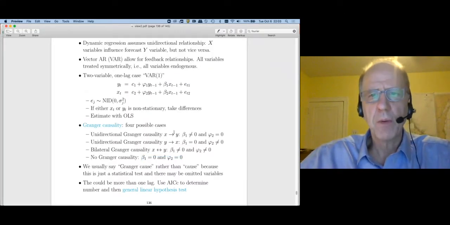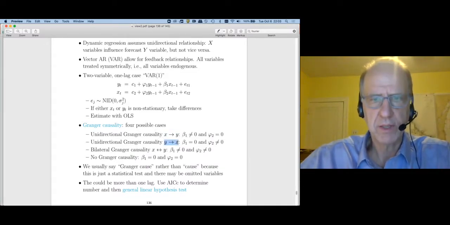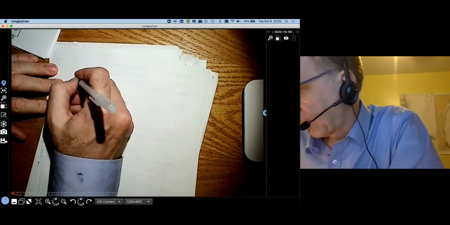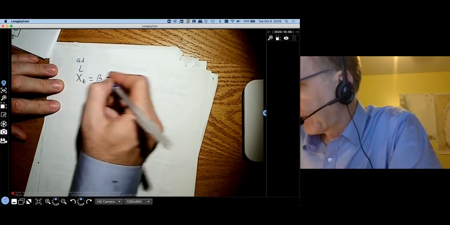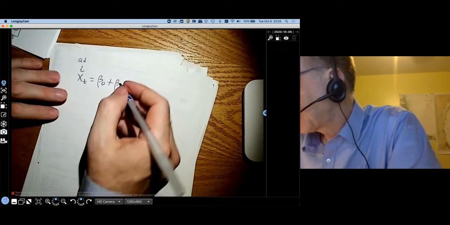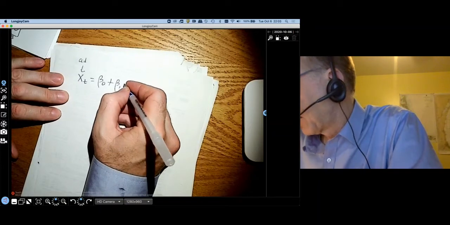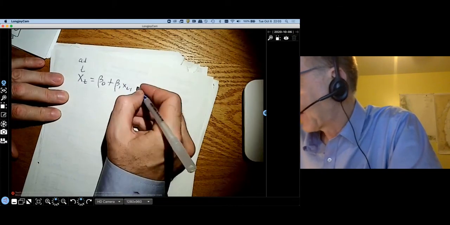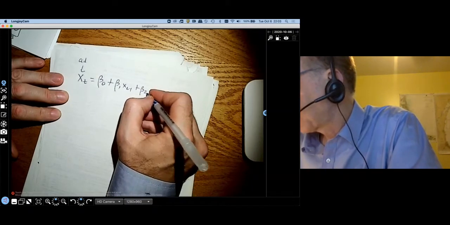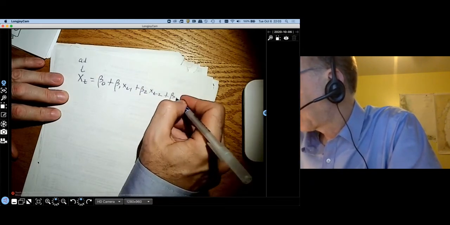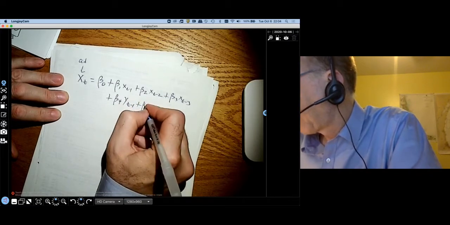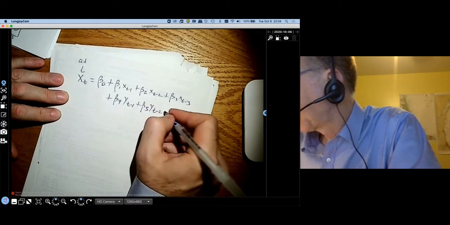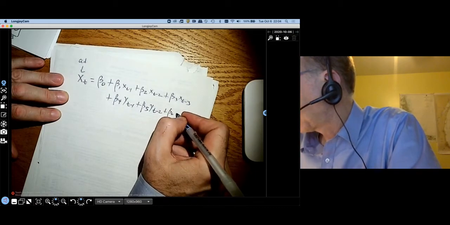And so as a little review, I want to find out whether X has an effect on Y or Y has an effect on X. So I have a model something like this. X sub t, where this is my advertising variable, is equal to, say, beta naught plus beta 1. I need to get some names for these coefficients. Let's say this is x t minus 1, so that's the lag 1 version, plus, let's say beta 2 x t minus 2 plus beta 3 x t minus 3 plus, okay, beta 4 y t minus 1, beta 5 y t minus 2 plus beta 6 times y t minus 3.